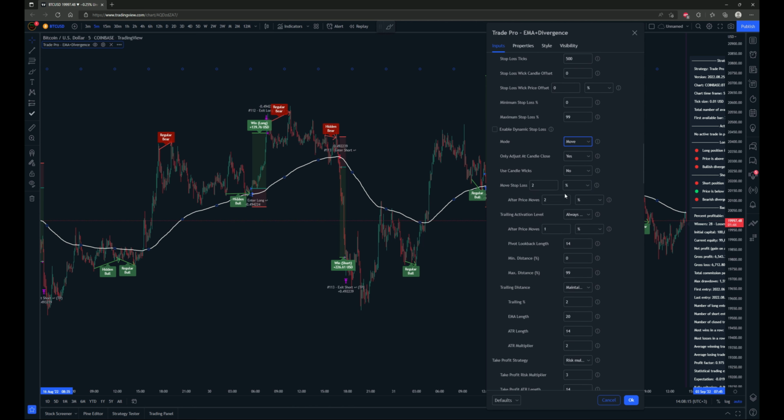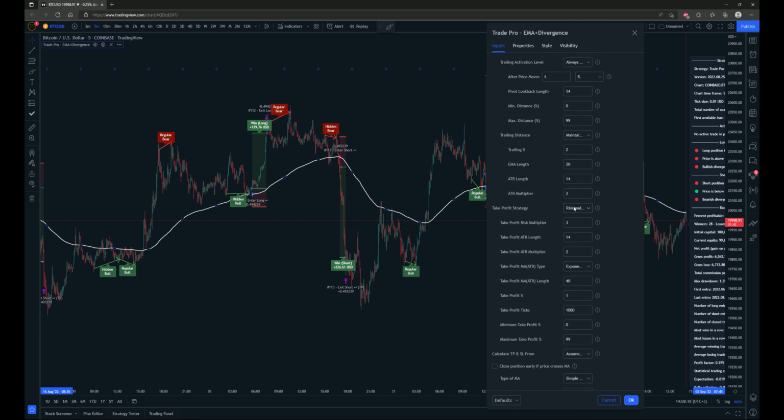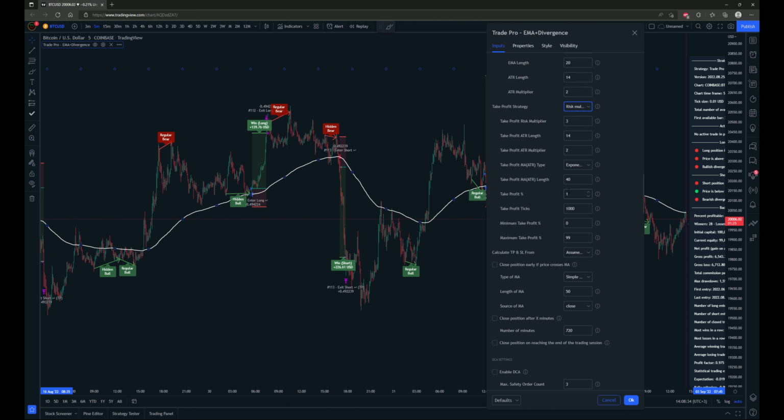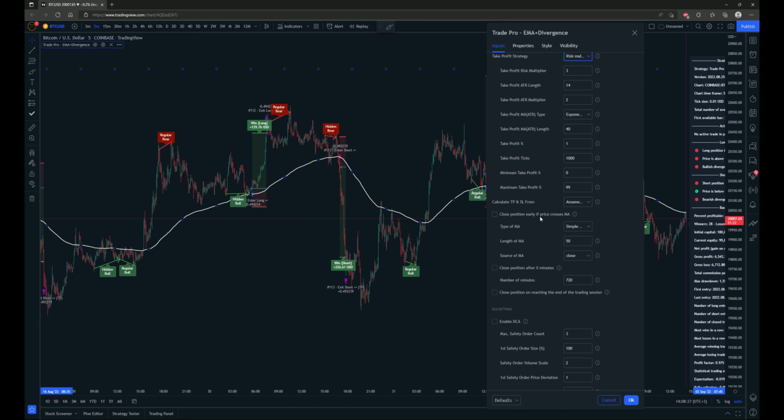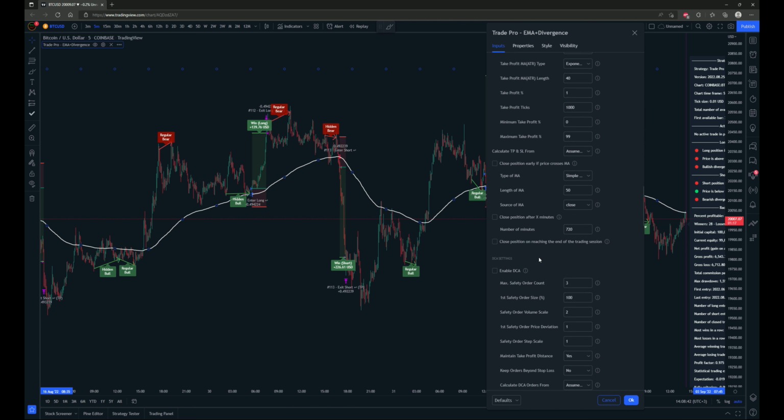Now to the next section, we have the ability to choose your take profit strategy. So a bunch of different ways to do it, whether it be a risk multiple or an ATR based take profit, moving average of the ATR based take profit, percent based, tick based, or disabled. So let's go to our next one, where you can close the position early if the price crosses a moving average of your choice. You can close the position after a certain number of minutes, or close the position on reaching the end of the trading session as determined by the parameters you select up above. And again, it all explains what each one of these things is and how to use it.